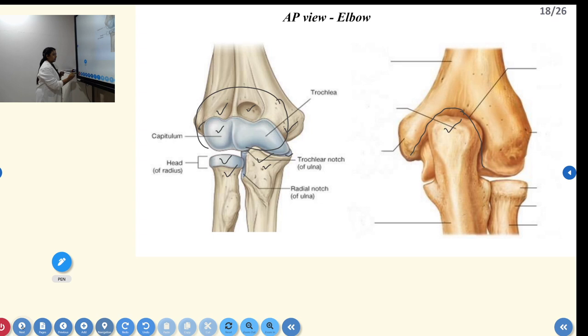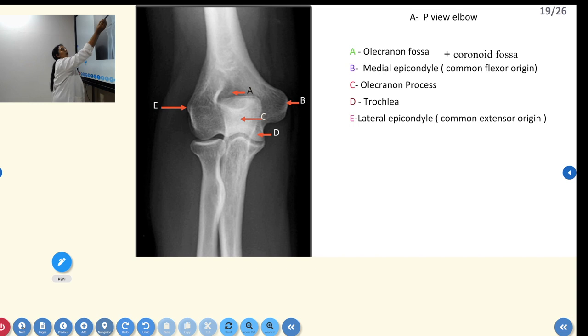See, this is the AP view of elbow. Now the first thing marked here is the olecranon fossa and coronoid fossa. So these are superimposed shadows of olecranon fossa and coronoid fossa. Now B here is the medial epicondyle, which is prominent and projecting medially, while E here is flattened, and that is the lateral epicondyle. Now C is the olecranon process of the ulna, but it is superimposed on the shadow of humerus. Now we have D, which is the trochlea, and this is the joint space of the elbow joint. So these are the things that you can notice in the AP view.